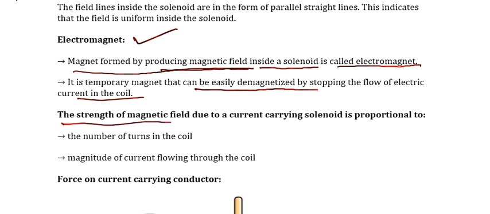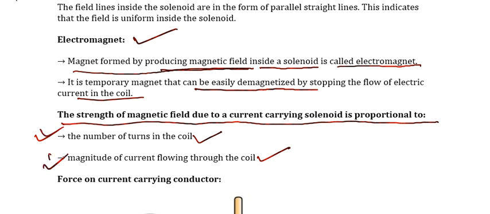The strength of the magnetic field due to a current carrying solenoid is proportional to the number of turns in the coil and the magnitude of current flowing through the coil. These two points are very important, right? The number of turns in the coil and the magnitude of current flowing through the coil.